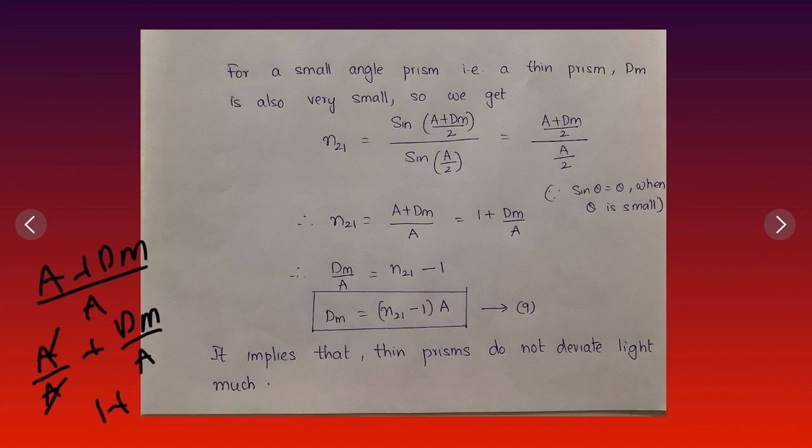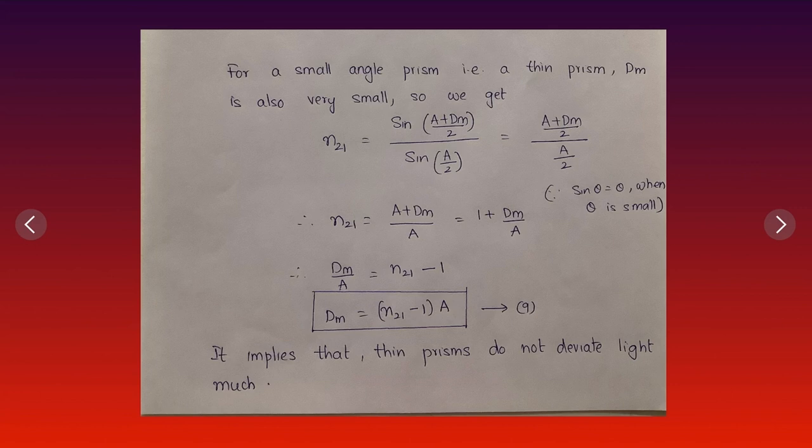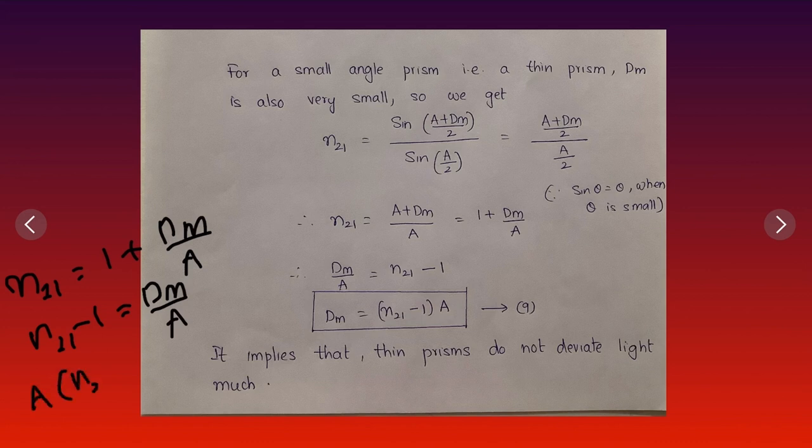Okay, so after that, let us take 1 to the other side. n21 is equal to 1 plus Dm divided by A. Then n21 minus 1 is equal to Dm by A. Send A to the right side: A into (n21 minus 1) is equal to Dm. That is what we got. Dm is equal to (n21 minus 1) into A. Okay, this is the expression for the angle of minimum deviation.